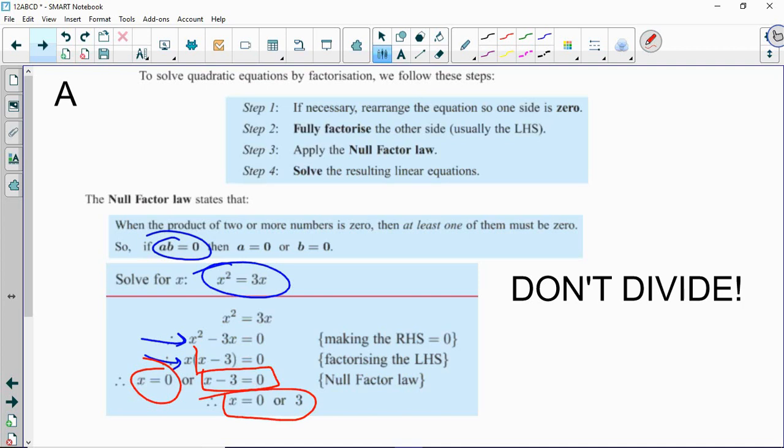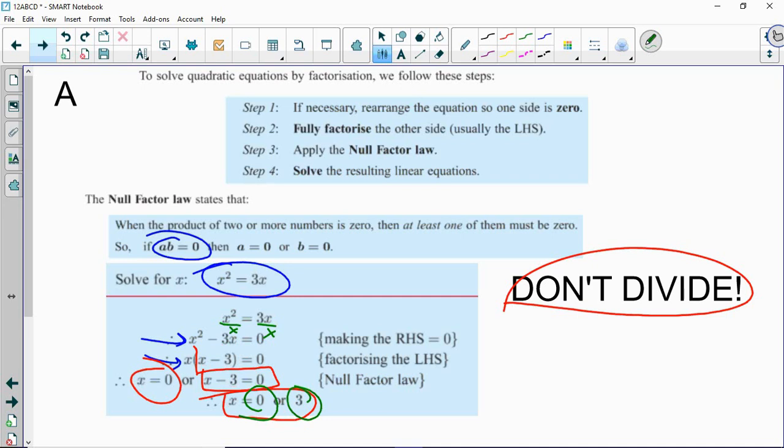Now, I wrote a big note over here. It says, don't divide. What I mean by that is in the first step, you would not want to divide by x on both sides. If you did that, you would just get x equals 3, so you'd still get one of the answers, but we'd be missing the other answer. And if you think about it, if x were equal to 0, would we have been allowed to divide by it? Well, no, because then we'd be dividing by 0. So we're never, ever, ever going to divide when we're solving these equations. We're always going to move things to one side and then factor.